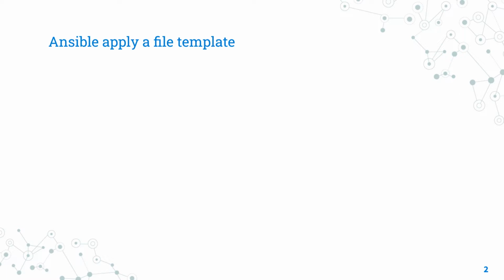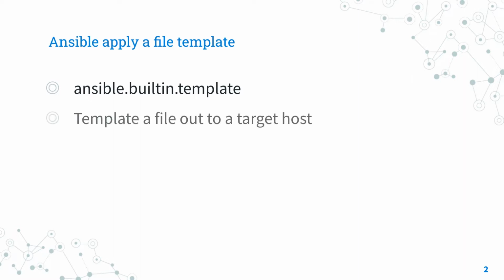Today we are talking about Ansible module template. The full name is ansible.builtin.template. It's part of Ansible core and is included in all Ansible installations. It templates a file out to a target host. Templates are processed by the Jinja2 templating language that is very powerful.